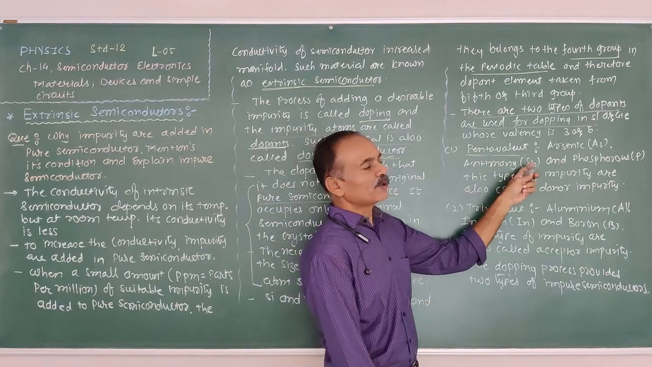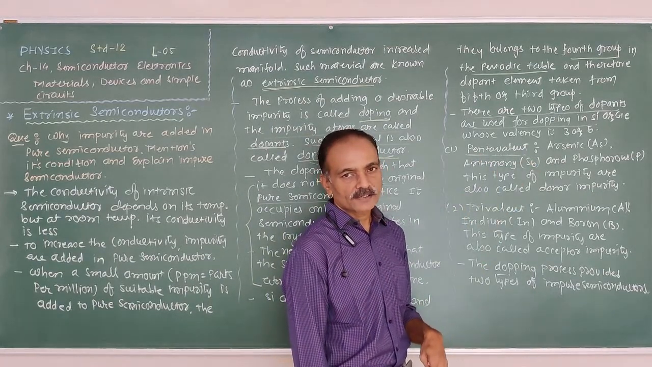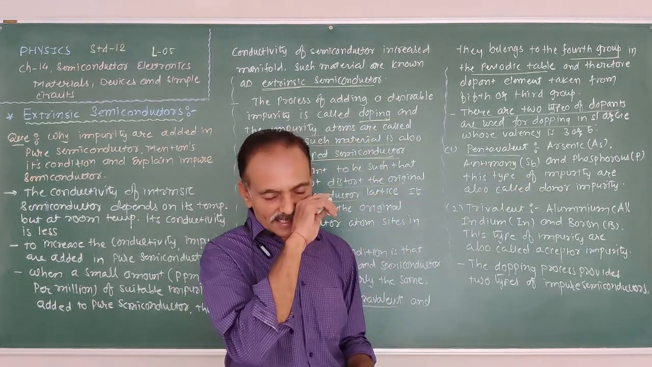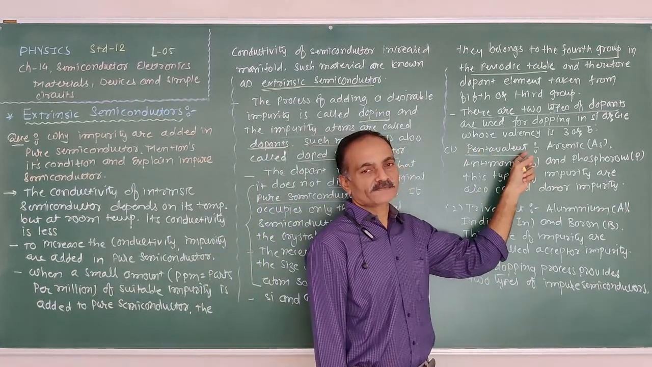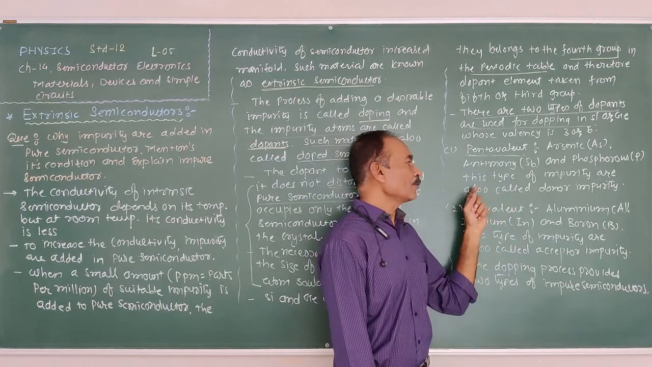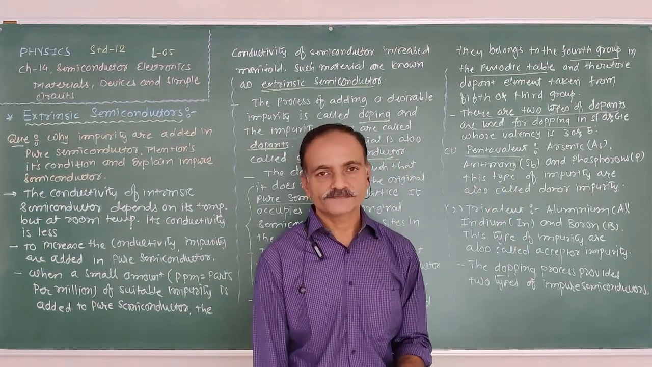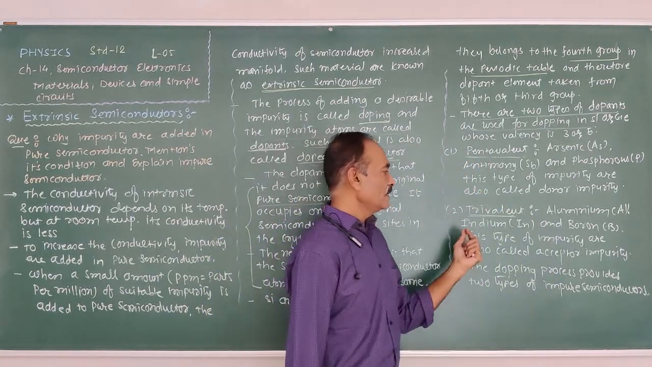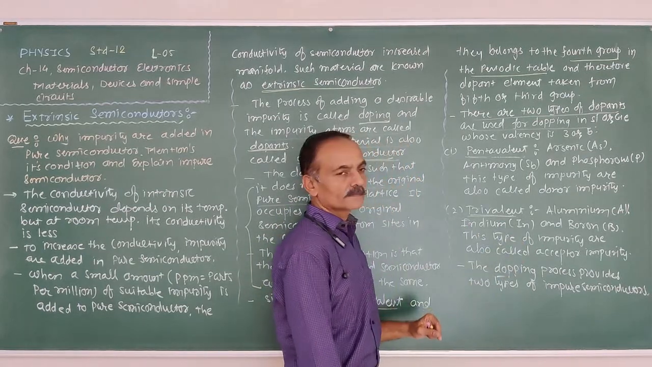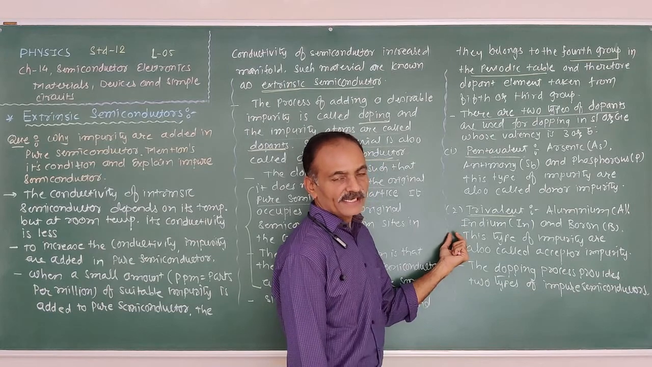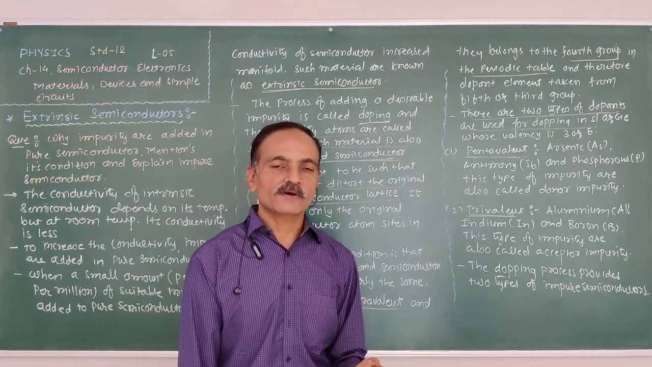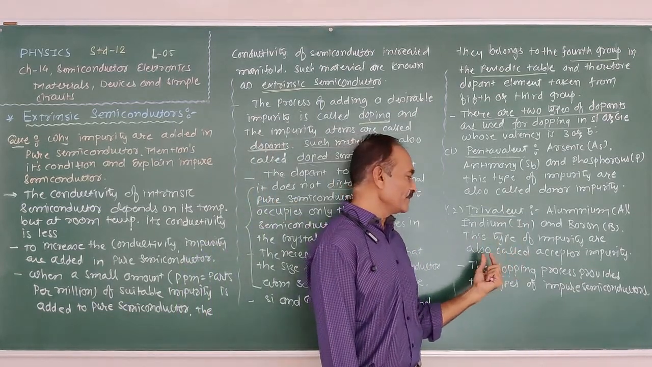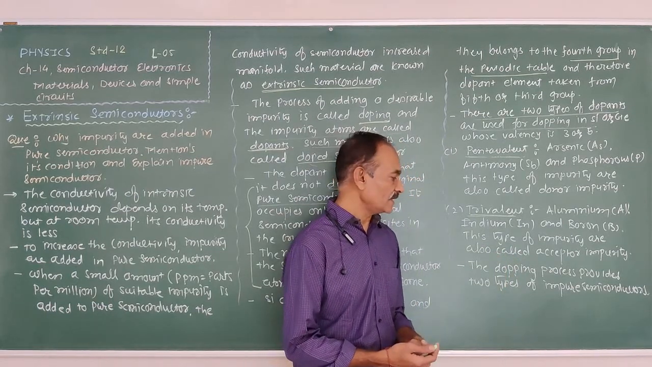Arsenic, antimony, and phosphorus have 5 valence electrons, right? Therefore, these three dopants are known as pentavalent, and this type of impurity is also known as donor impurity. Now the next is the trivalent. Aluminium, indium, and boron B are the trivalent impurity atoms. They possess 3 valence electrons. This type of impurity is also known as the acceptor impurity.